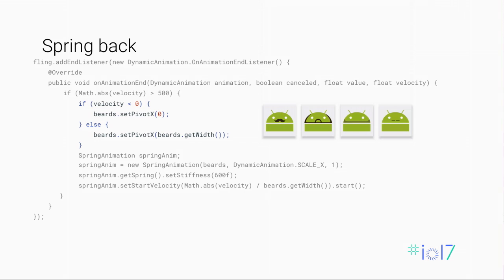That requires us to pin the list on its left side. And we can do so by setting the pivot x to 0. Similarly, when the list is scrolling to the left, we want to pin the list on its right side. And we can do so by setting the pivot point to the right side of the list, which is the width of this list.